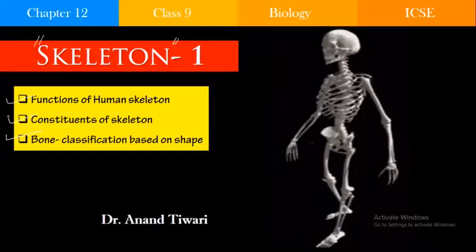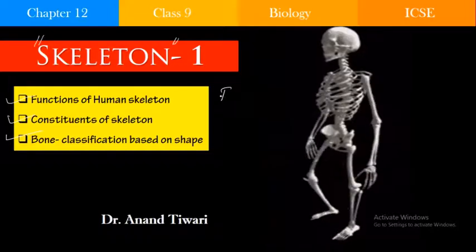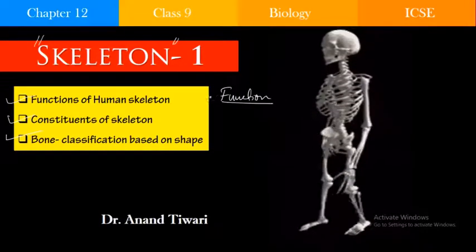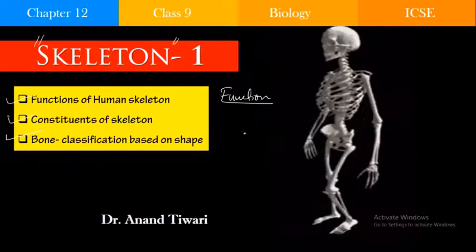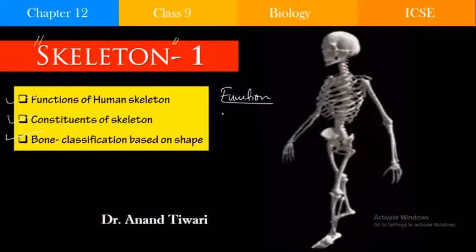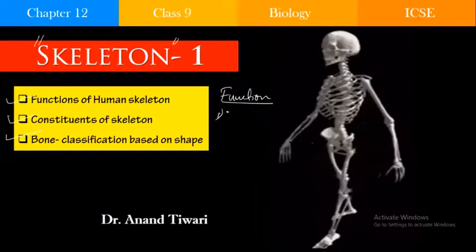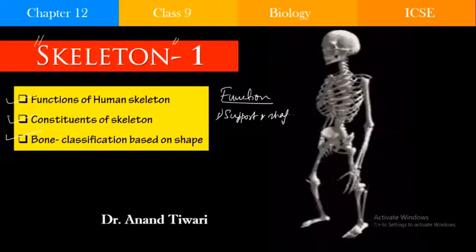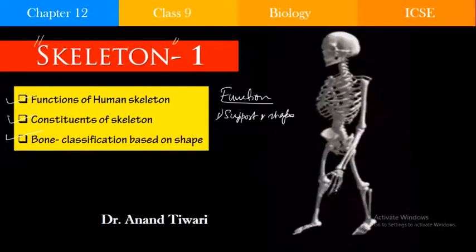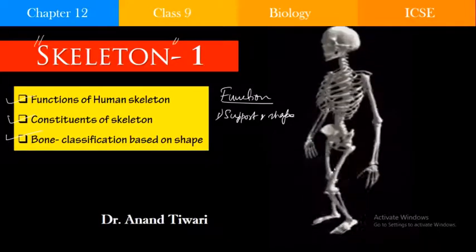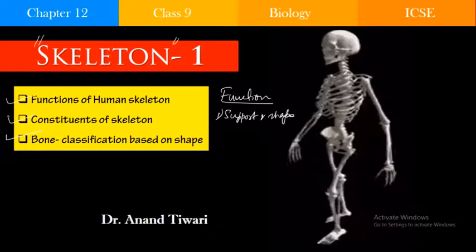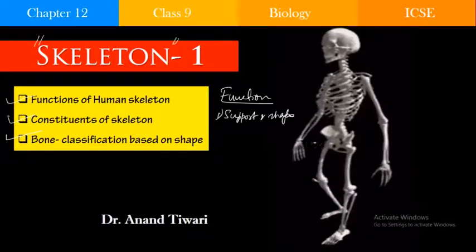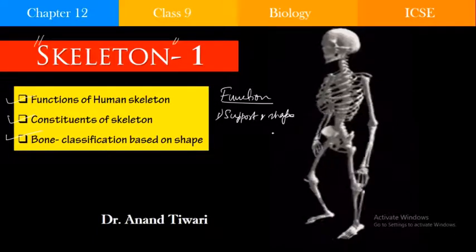Starting with function, the function of the human skeleton. So what are the functions of the skeleton? The most obvious one is support and shape. The shape of the body has to be fixed, right? It cannot keep on changing. That fixed shape is possible because of the bones. So we are able to have a definite shape.